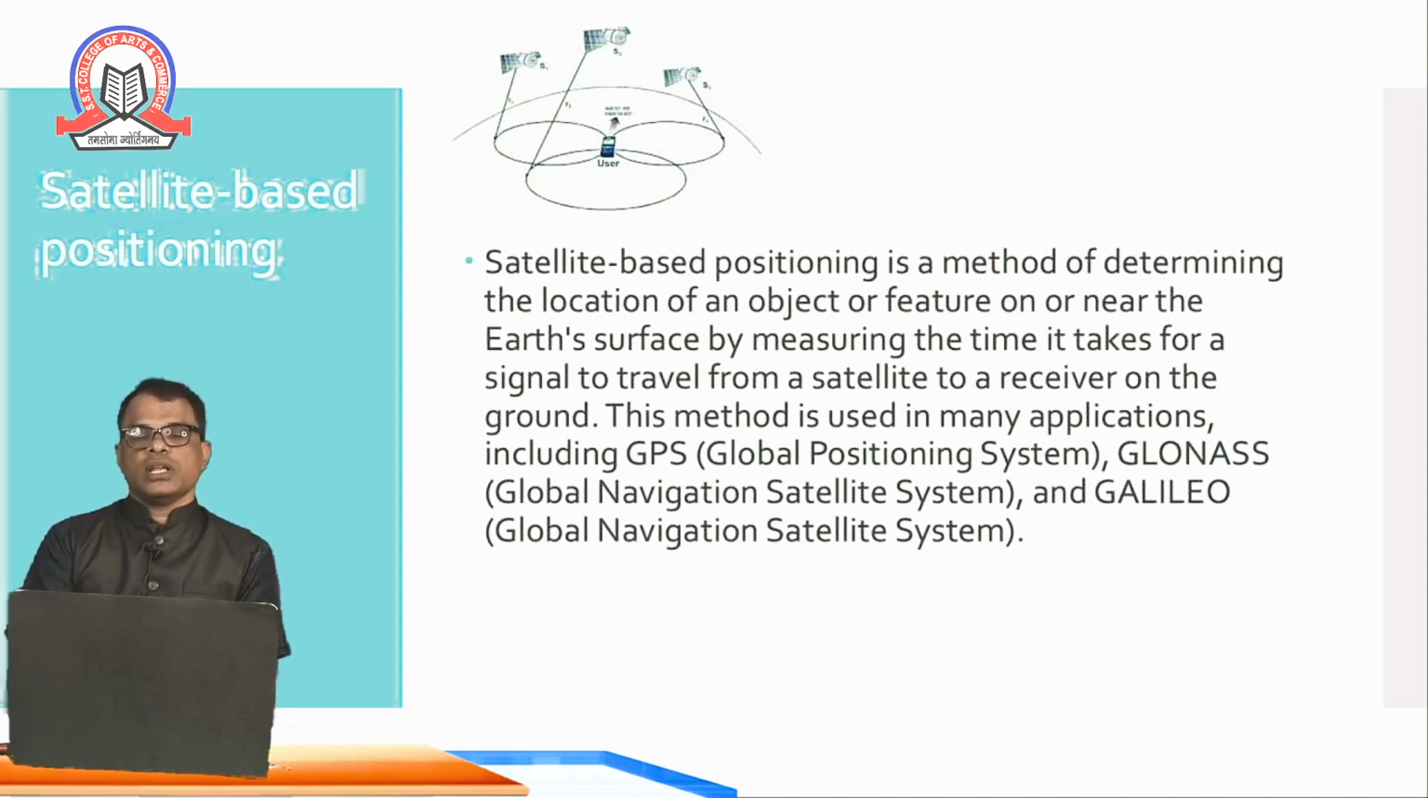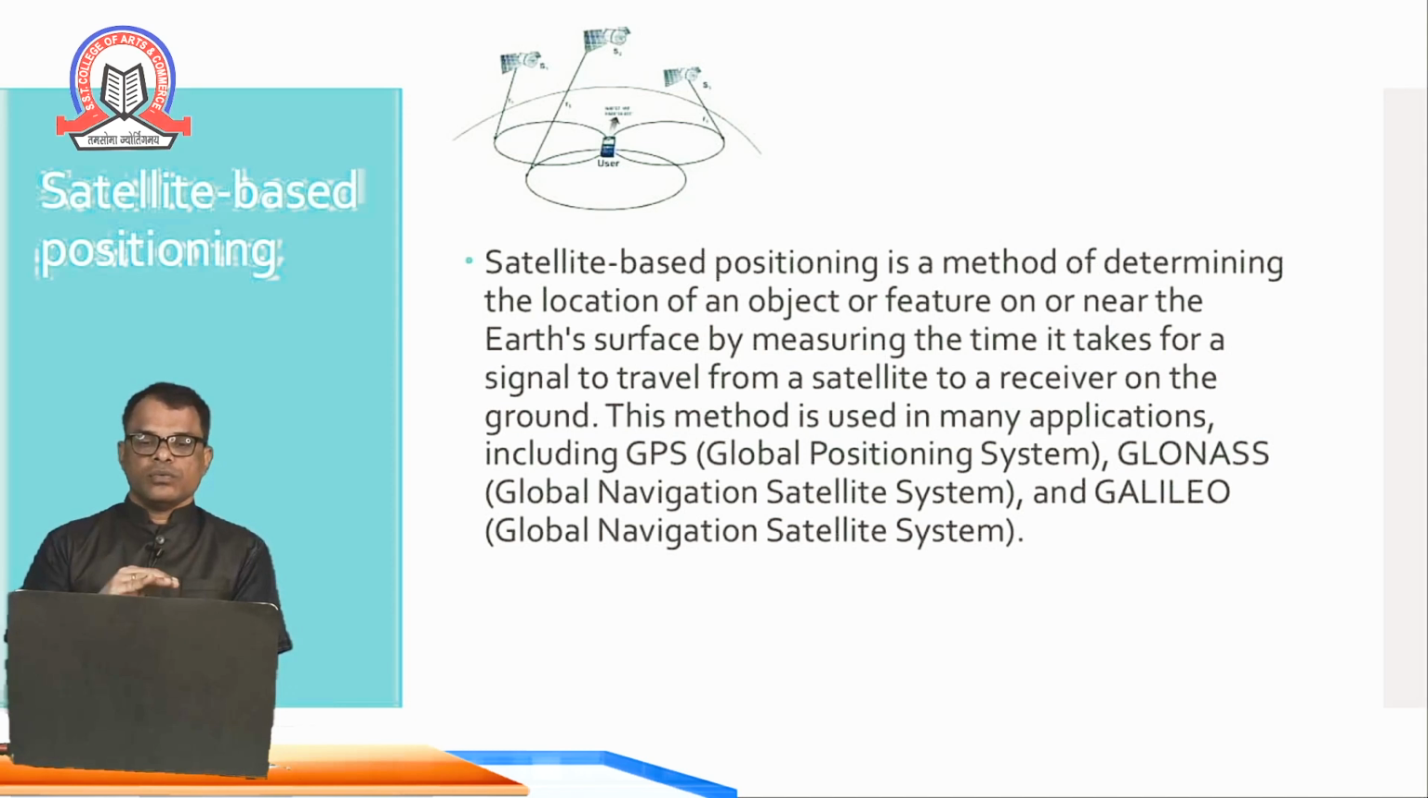Satellite based positioning is a method of determining the location of an object or feature on or near the Earth's surface by measuring the time it takes for a signal to travel from a satellite to a receiver on the ground. This method is useful in many applications including GPS, Global Positioning System, GLONASS, that is Global Navigation Satellite System, and Galileo, that is Global Navigation Satellite System.